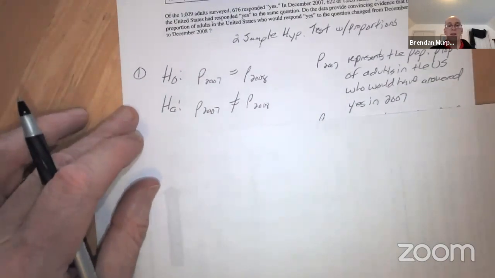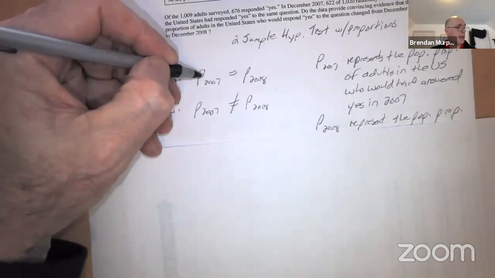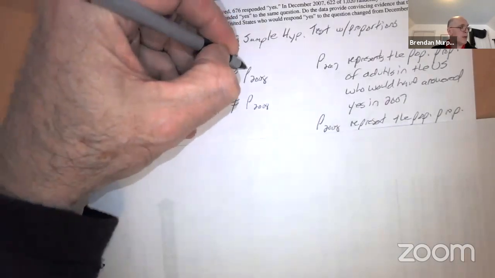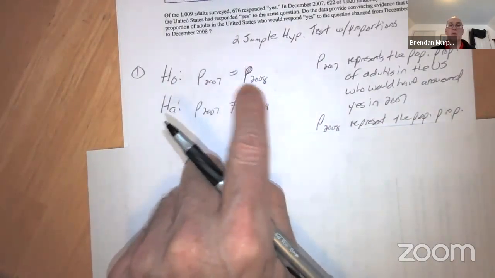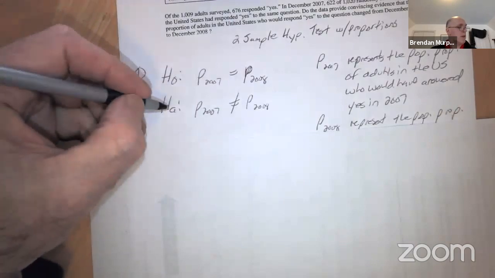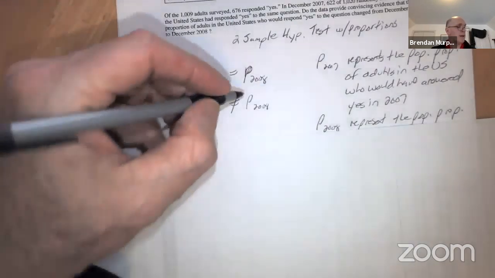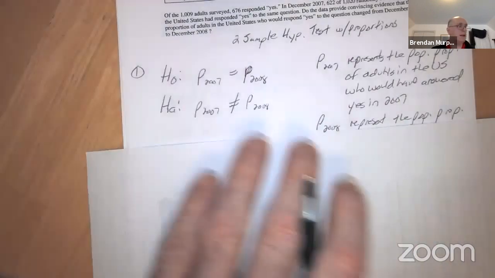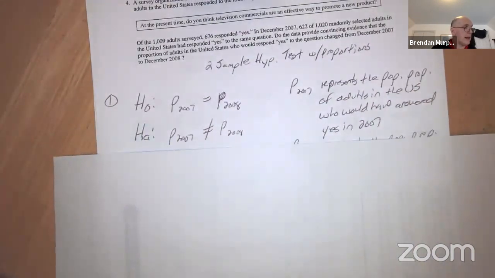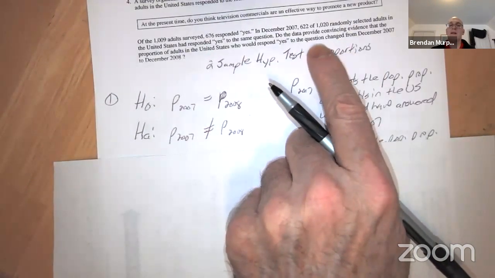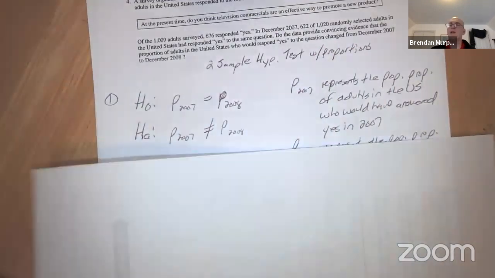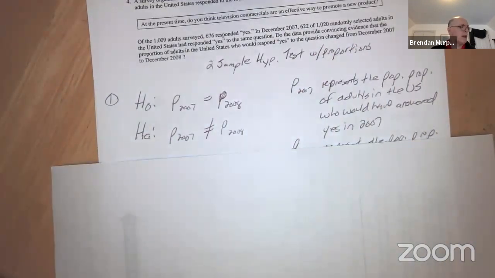So again, first thing I want to do is my null and alternative. I said P of 2007 equals P of 2008, so in those two years the population proportions were the same. My alternative was P of 2007 is not equal to P of 2008. I think I got that right up here where it said changed. It didn't say greater than or less than or anything. It just said, is there a difference? Did it change?